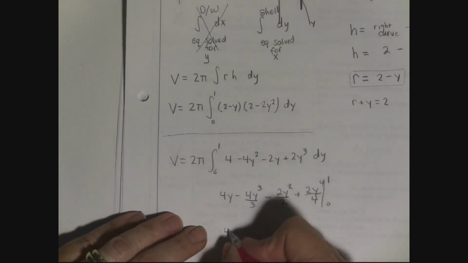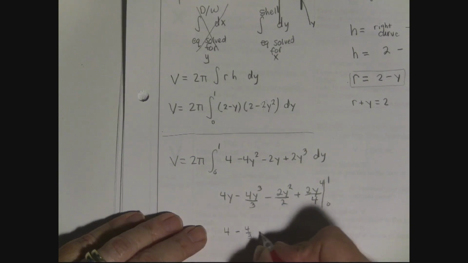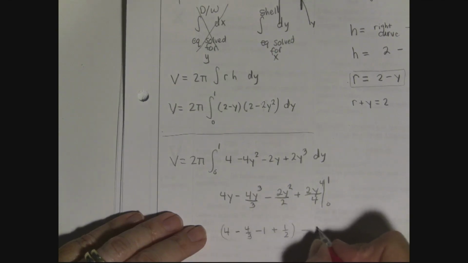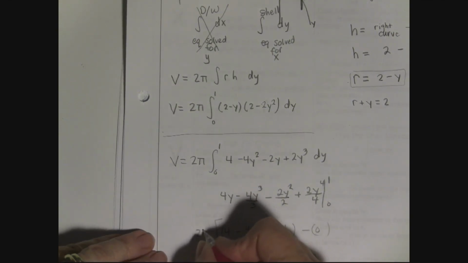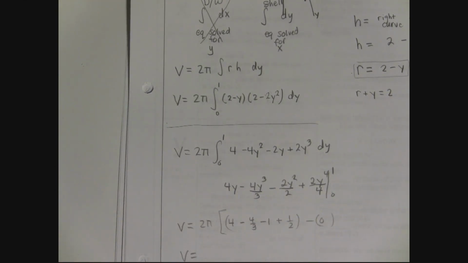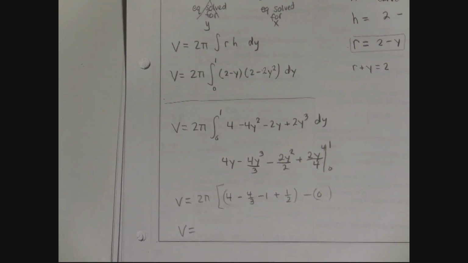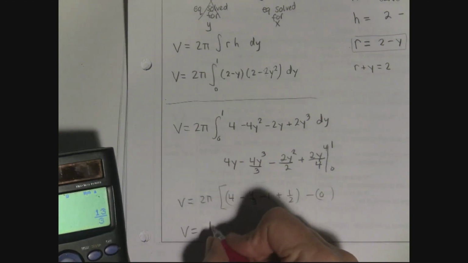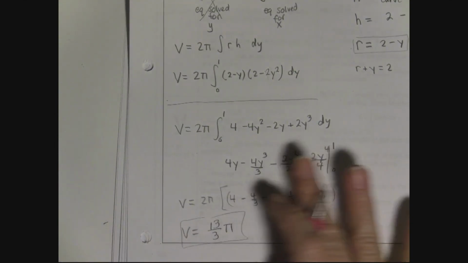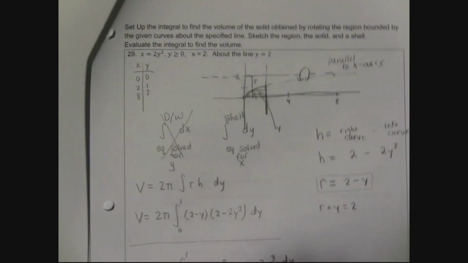So this really becomes 4 minus 4/3 minus 1 plus half, right? Minus 0. And no, I haven't forgotten my 2 pi. So that my volume equals 4 minus 4/3 minus 1 plus half, times 2, and then pi, right? 13 over 3 pi. Okay, so we did a lovely job on that one.